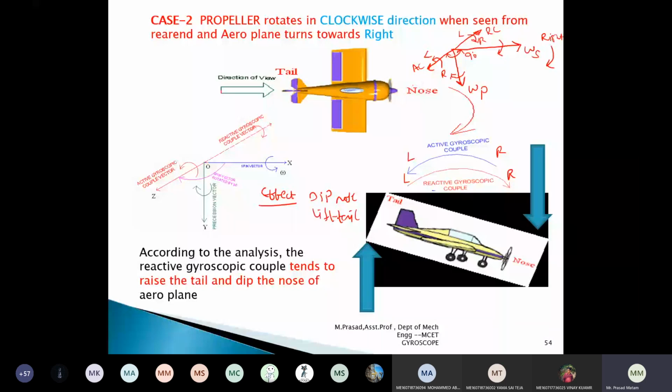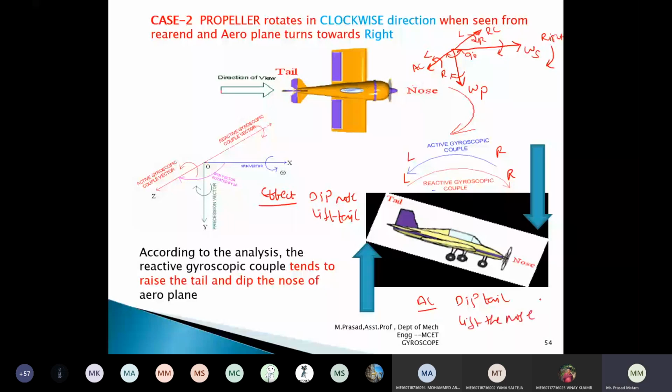Okay. If you see the reaction due to the active couple, what happens is exactly opposite to this one. What is the active couple doing here? You can see what the active couple is doing. It tries to dip the tail. I'm writing the effect here for the active couple: dip the tail and try to lift the nose.